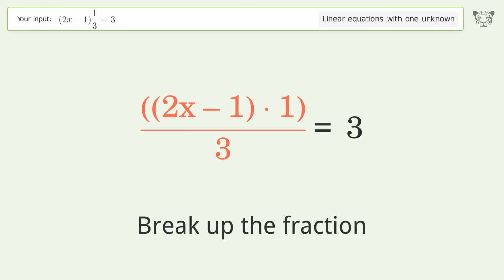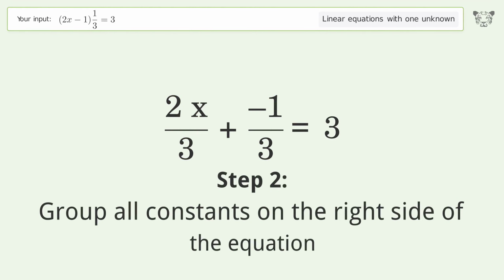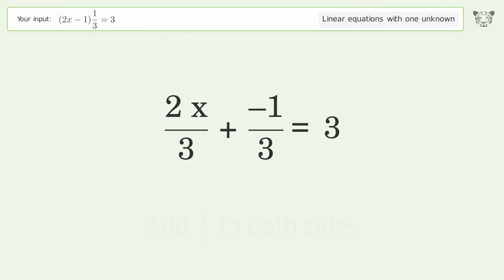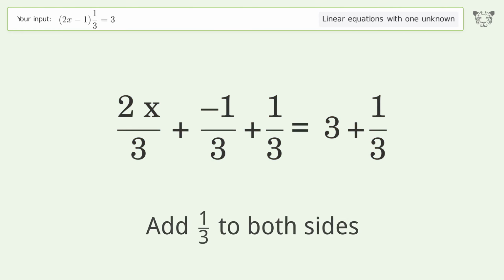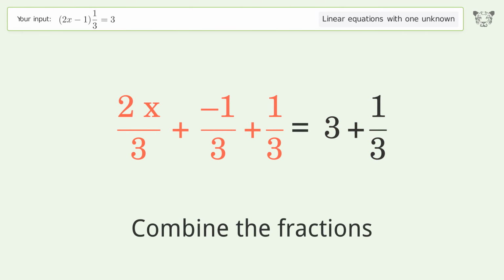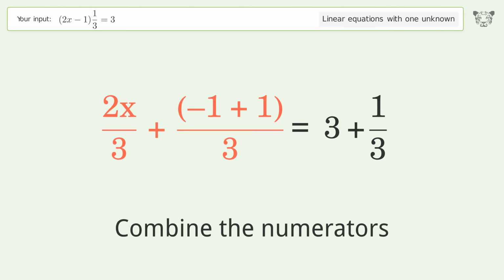Break up the fraction. Group all constants on the right side of the equation. Add 1/3 to both sides. Combine the fractions. Combine the numerators.